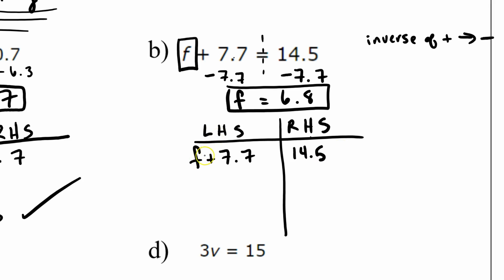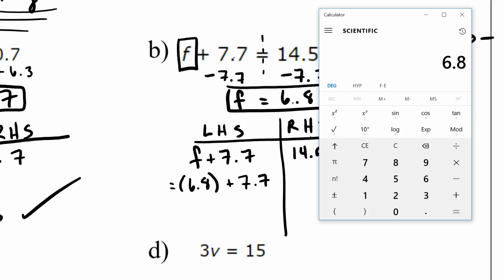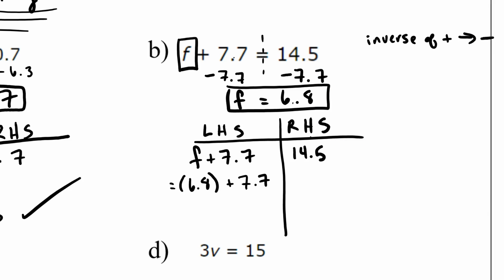But on my left-hand side, I need to substitute in this f because I know the value of it. It's 6.8. So I can put this in brackets, 6.8 because I'm substituting, plus 7.7. I'm going to grab my calculator here. 6.8 plus 7.7. Crossing my fingers, I hope it's 14.5. Look at that. It is. So left-hand side equals right-hand side, and we are verified. And I can sleep easy because I know that I've answered my question right, because left-hand side equals right-hand side.